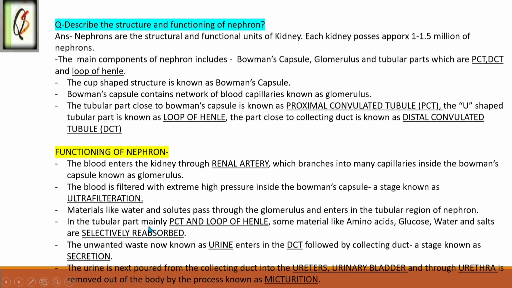Now, in the tubular part, mainly in the PCT and in the loop of Henle, materials like amino acids, glucose, water and salts are reabsorbed back by the body because the body would require them back. And that's stage number 2 in the process of urine formation. Stage number 1 was ultrafiltration. Stage number 2 is selective reabsorption.